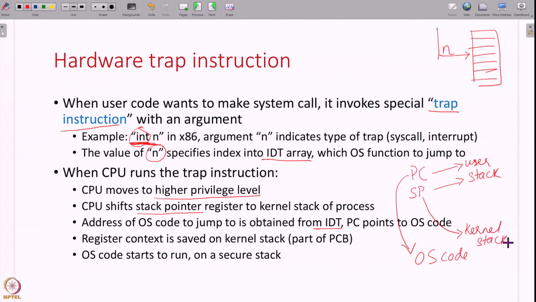And at the end of this int instruction, once you are on the kernel stack, you will save the register context, and at this point all the previous context is saved. Now the operating system is ready to run. So this is like a function call, but a more secure way of calling into the operating system functions. After the trap instruction, now the operating system is in control. Until the trap instruction has run, only the user code was running. After the trap instruction, the scenario has changed. The operating system code is running on a secure stack.